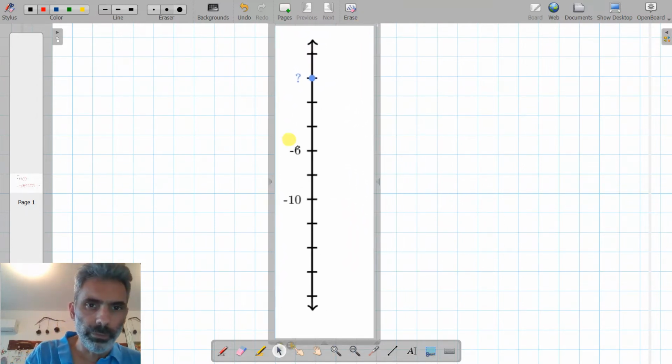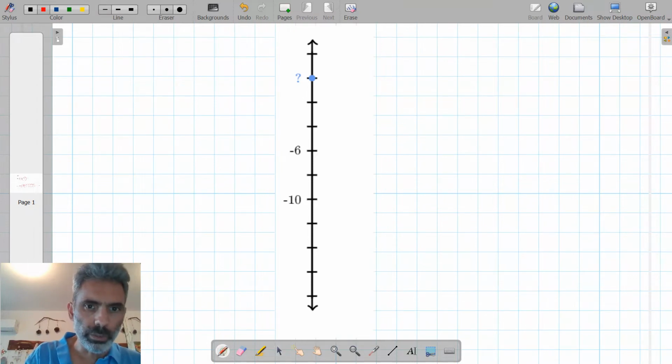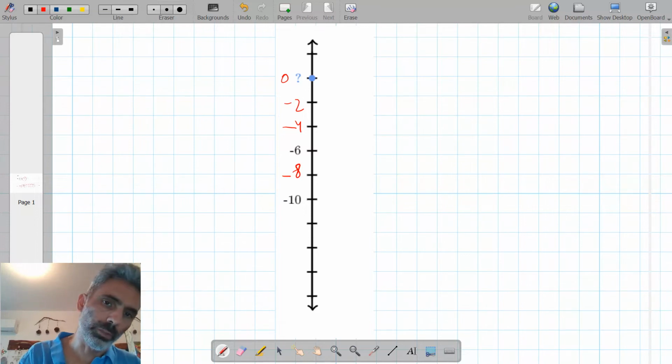If the distance from 6 to 10 is 4, it means that each hash mark is at intervals of 2. So this is minus 4, this is minus 2, and this is 0. If each hash mark is at an interval of 2, so 1, 2, 3 hash marks, 3 times 2 is 6, so minus 6 plus 6 is 0.